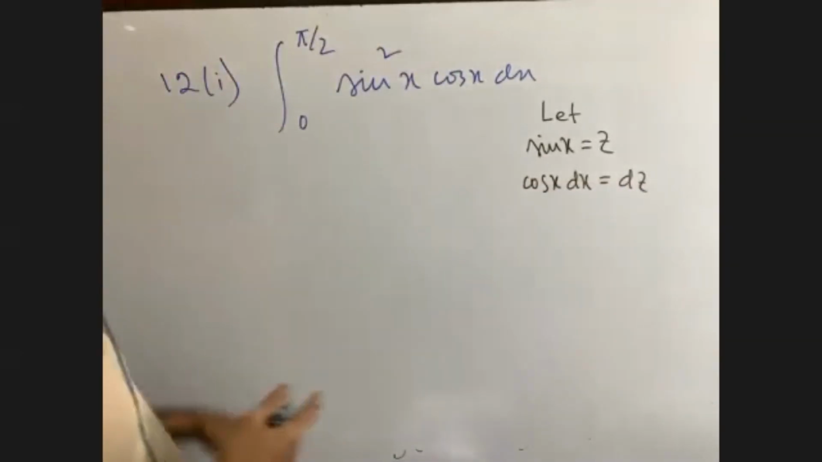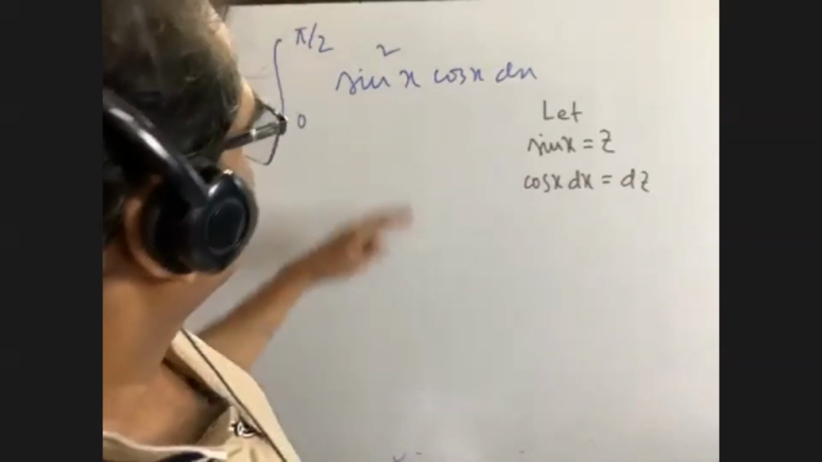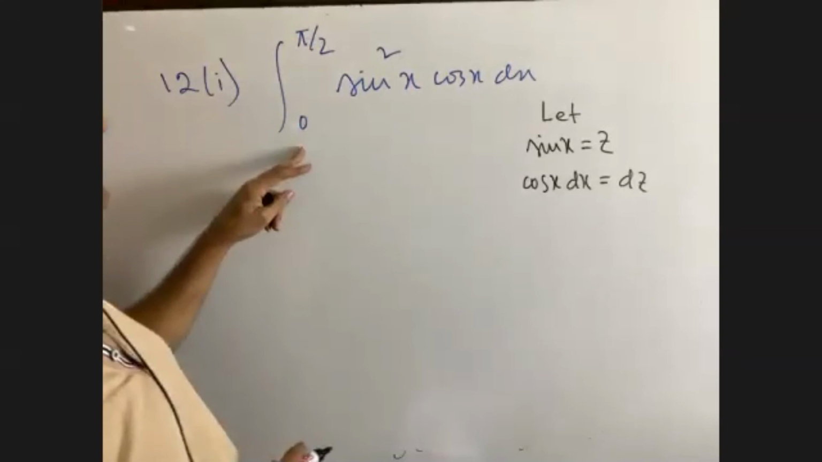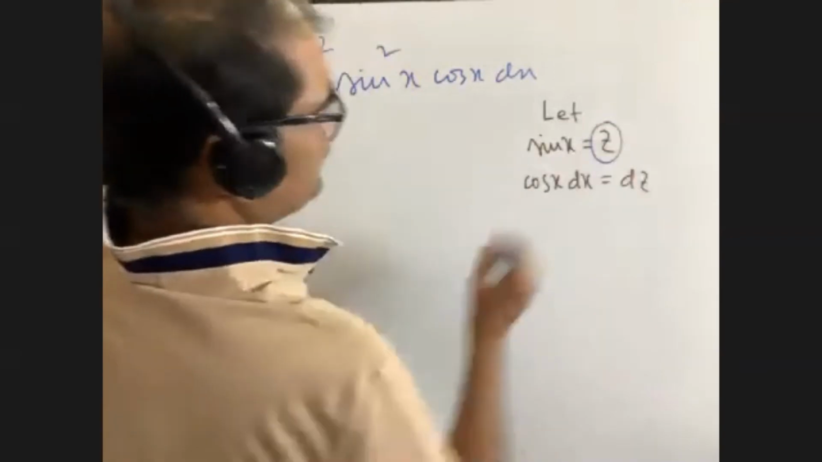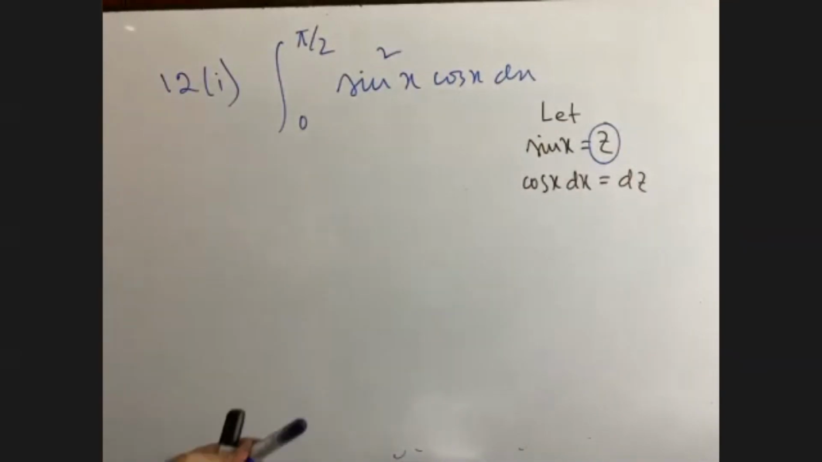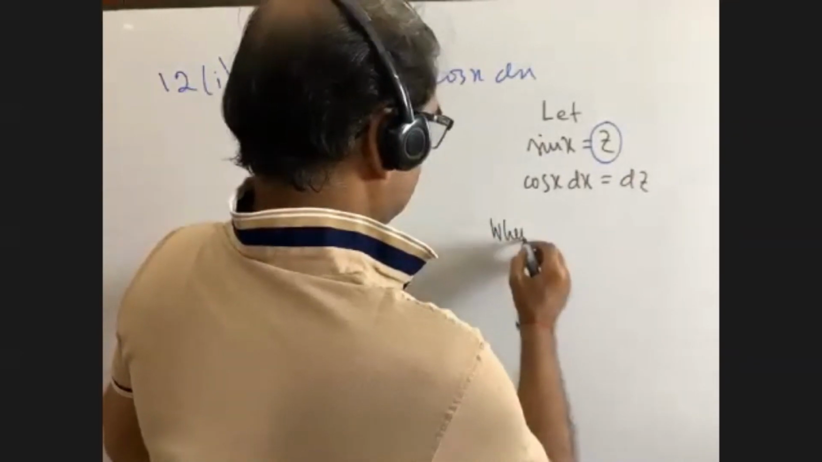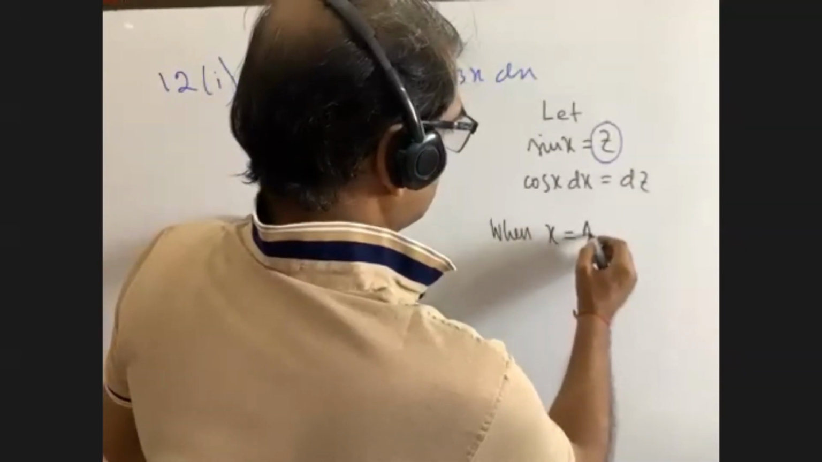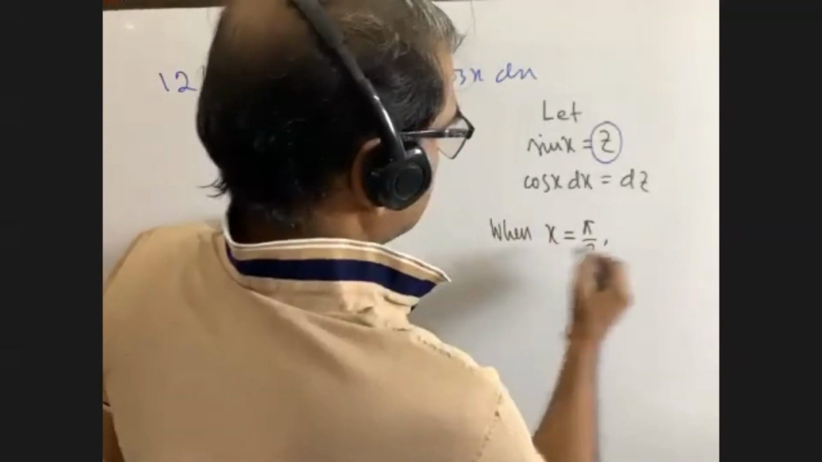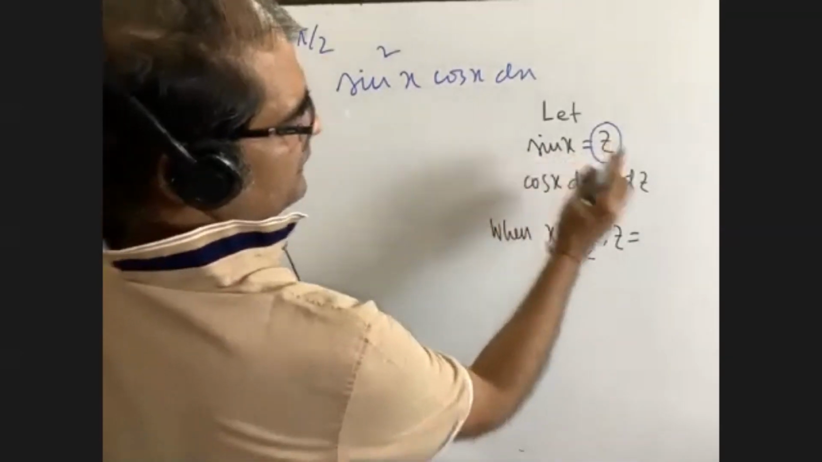So your math has been very easy, right? But we are not done, because it was x. For x, the limits are pi by 2 and 0. But very interesting, it is z. So where will we get the value of z? Write down when x equals to pi by 2, then z equals to what? You put the value of x equals to pi by 2, so z equals to 1.